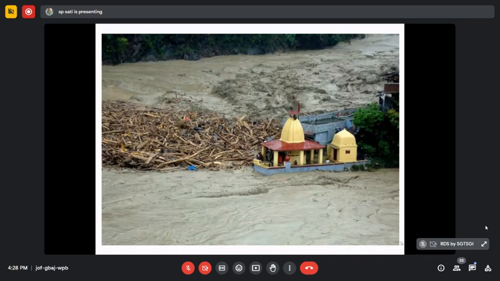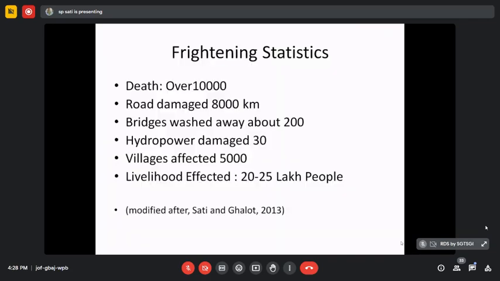It was about to be submerged in the flood, and because of this, some 10,000 people died, and some people believe that the death toll may be much higher than 10,000. The estimate is that the roads damaged were around 8,000 kilometers. 200 bridges were damaged or washed away, and 30 hydropower projects in Uttarakhand were very badly damaged. Some 5,000 villages were affected, and people's livelihoods were affected by this event.